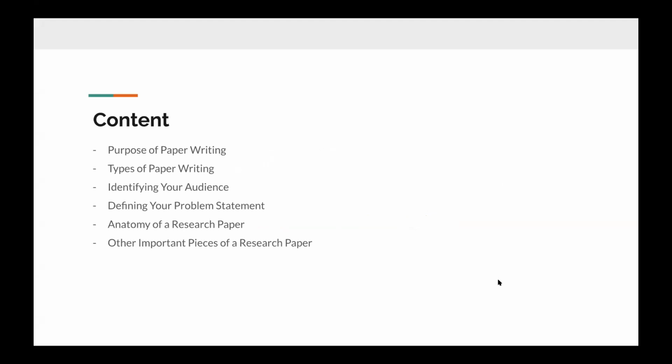For today's workshop, we will be covering the purpose of paper writing, the types of paper writing, identifying who your audience is, defining your problem statement, and then to the crux of the matter, the anatomy of the research paper and other important pieces of a research paper. Like I said, David and I will be co-hosting the workshop today. I'll take the first half, talking about the overall structure of a research paper, and David will be diving more into the technical details of the later parts of the research paper.